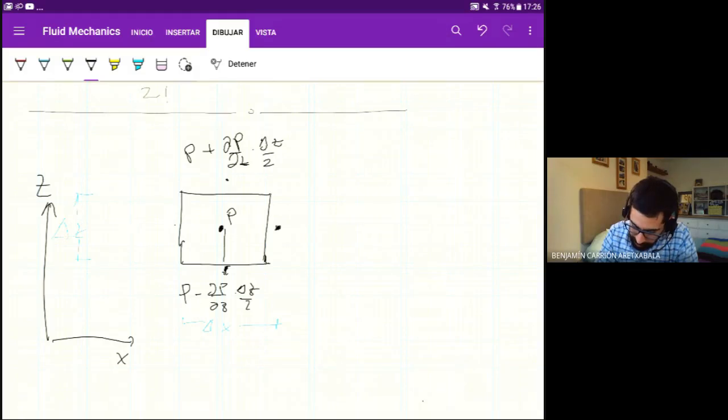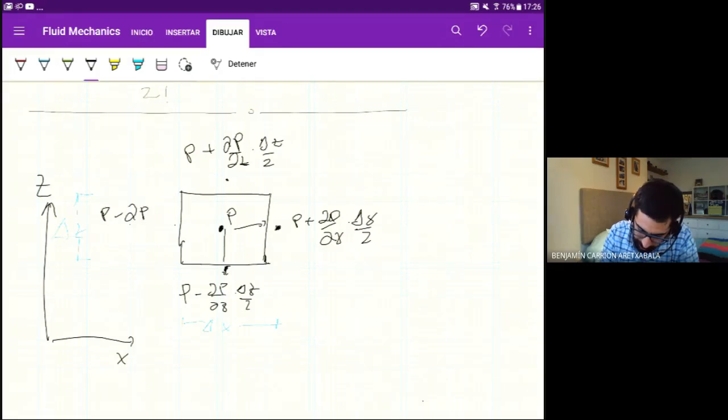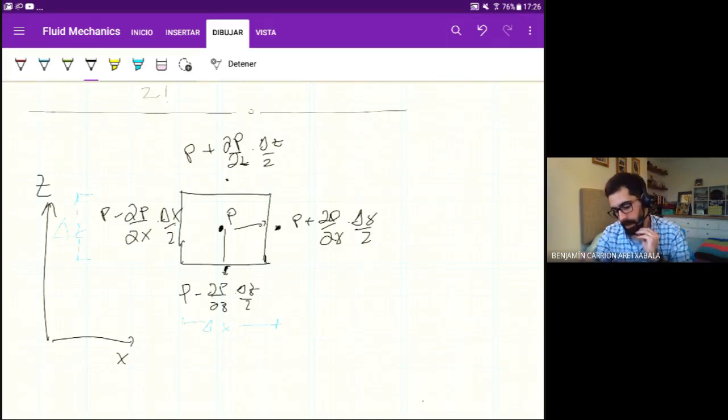So the pressure here is going to be, this is the distance delta x half, so it's going to be P plus dP at dx times delta x half, and the pressure here is going to be P minus dP at dx times delta x half. Are we all on the same page? Okay, these are the values of pressure, mind you. They are not forces yet. These are pressures, and these are pressures that are acting over these very small areas.